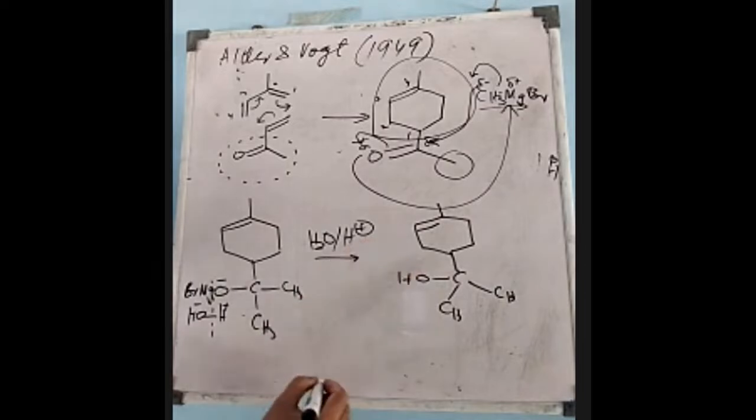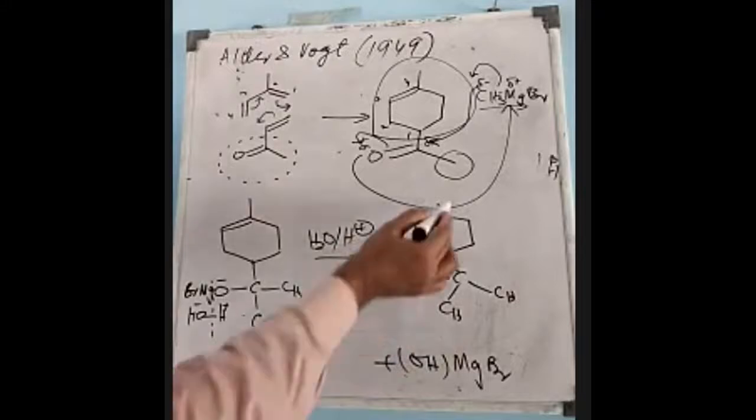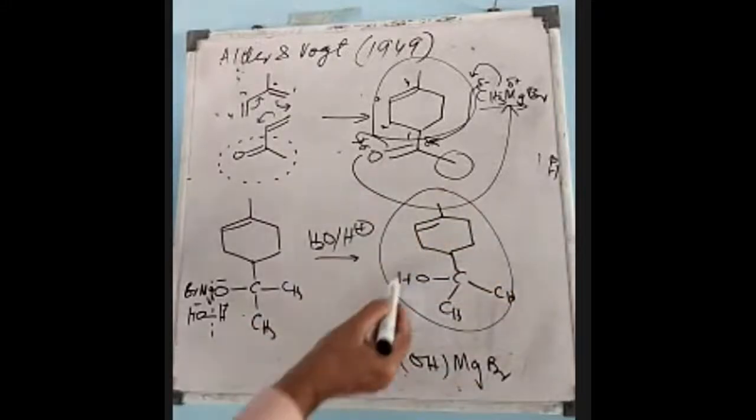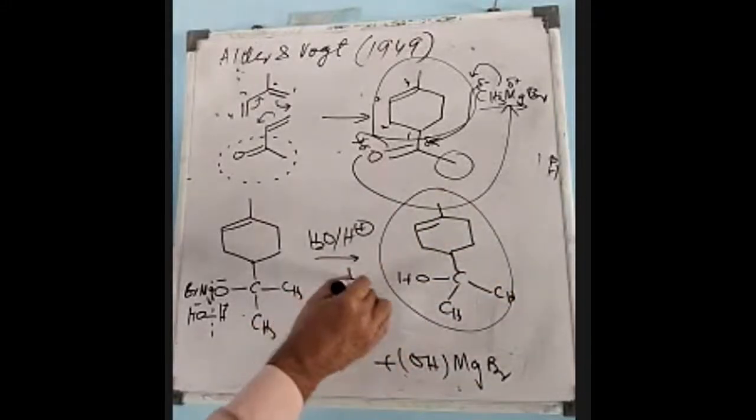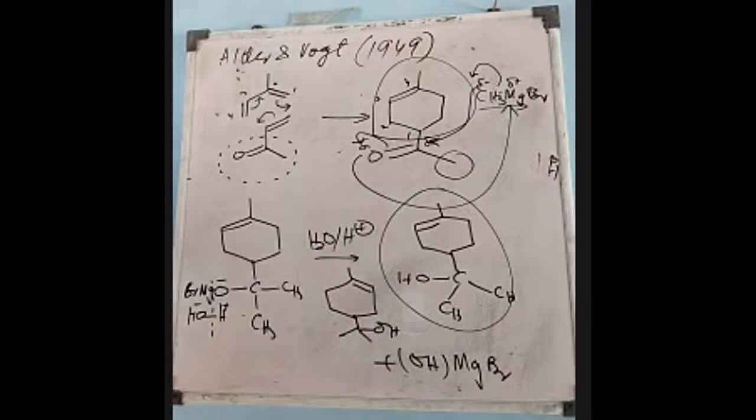CH3OH plus hydroxy magnesium bromide. Now this compound is alpha-terpineol. We can write it in any way; normally we write it in this way. It is one and the same thing. So we get it in this way. This is the simplest method of preparation of alpha-terpineol.